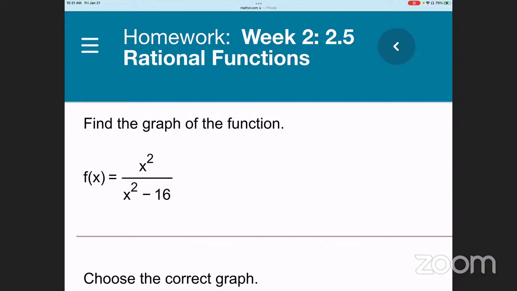And then if we want to consider the horizontal asymptote, notice the degree of the numerator is equal to the degree of the denominator. So the horizontal asymptote is going to be the ratio of the leading coefficients. In other words, the horizontal asymptote in this case is going to be y equals 1. So we have vertical asymptotes of plus or minus 4, and a horizontal asymptote of y equals 1.